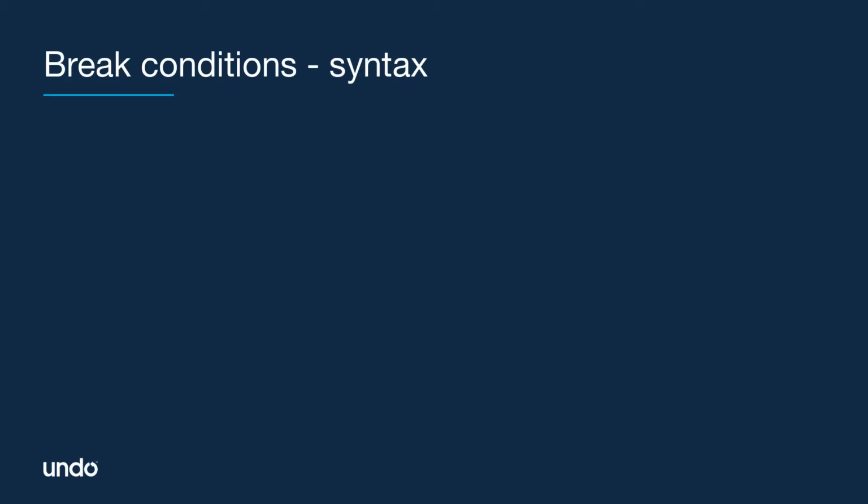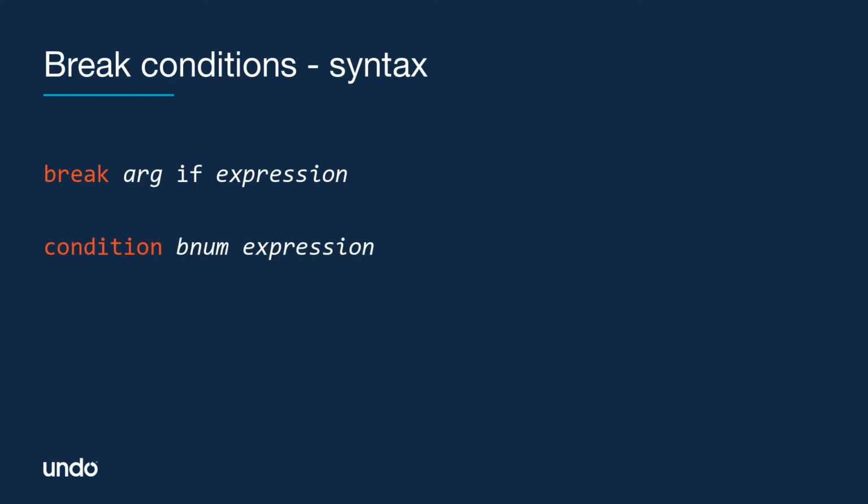Break conditions can be specified when a breakpoint is set by appending an if clause to the argument of the break command. Alternatively, we can set or update a break condition by using the condition command. The syntax is condition, followed by a breakpoint number and an expression.